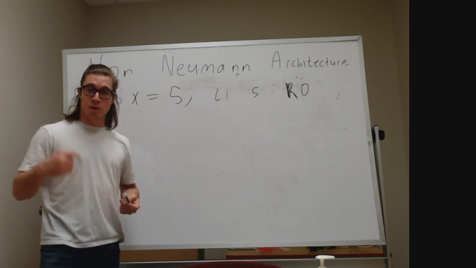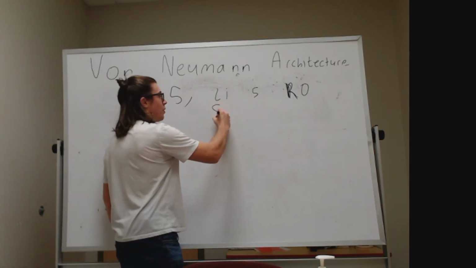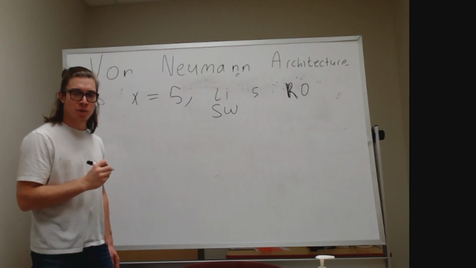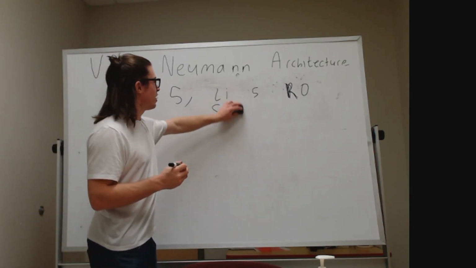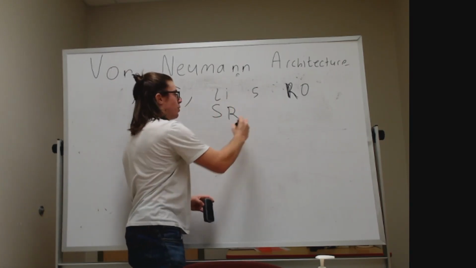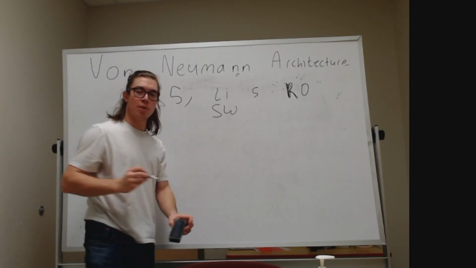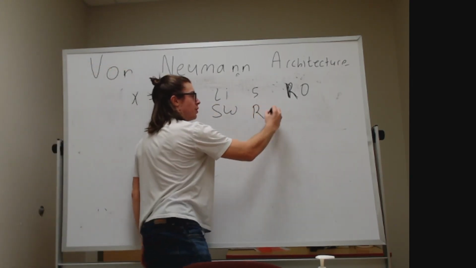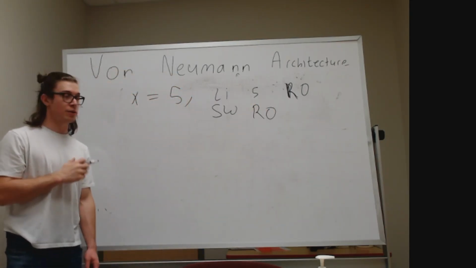So this is where our control unit and our memory unit start to work together. We now can have store word, or let's simplify it to store register. So store register, or no, let's make it store word. Store word says, take a register, say R0, and a location of where to store it.